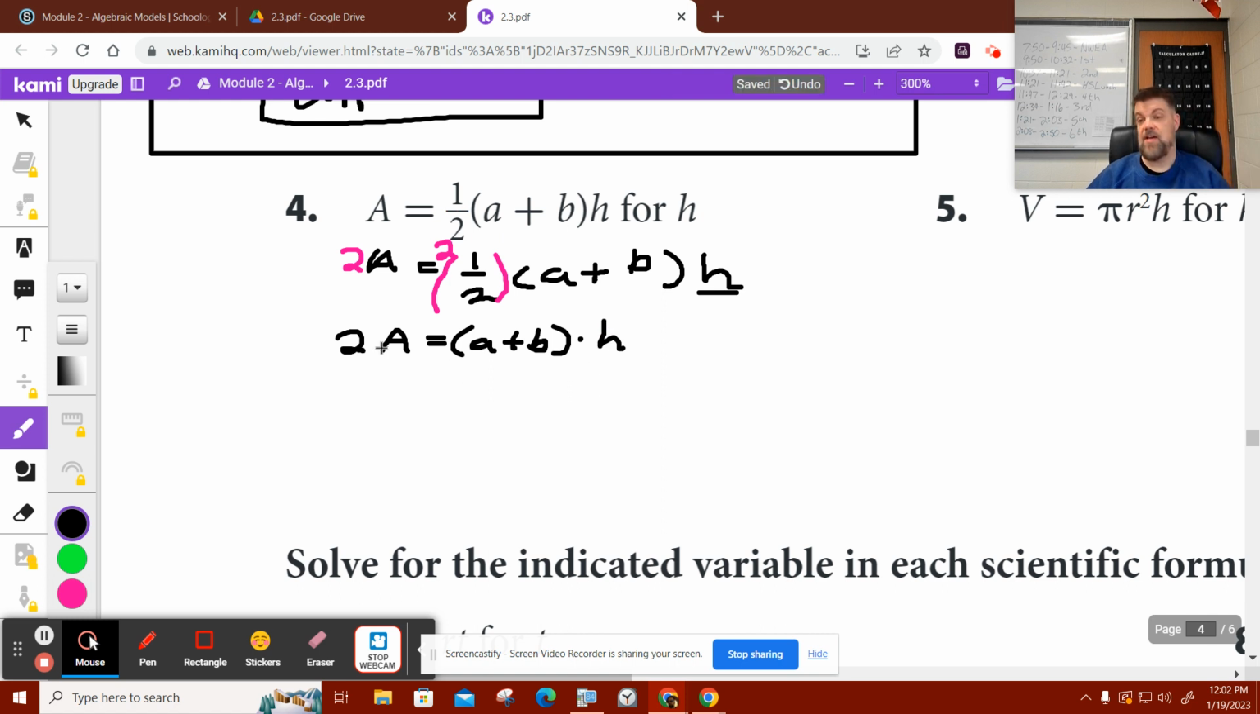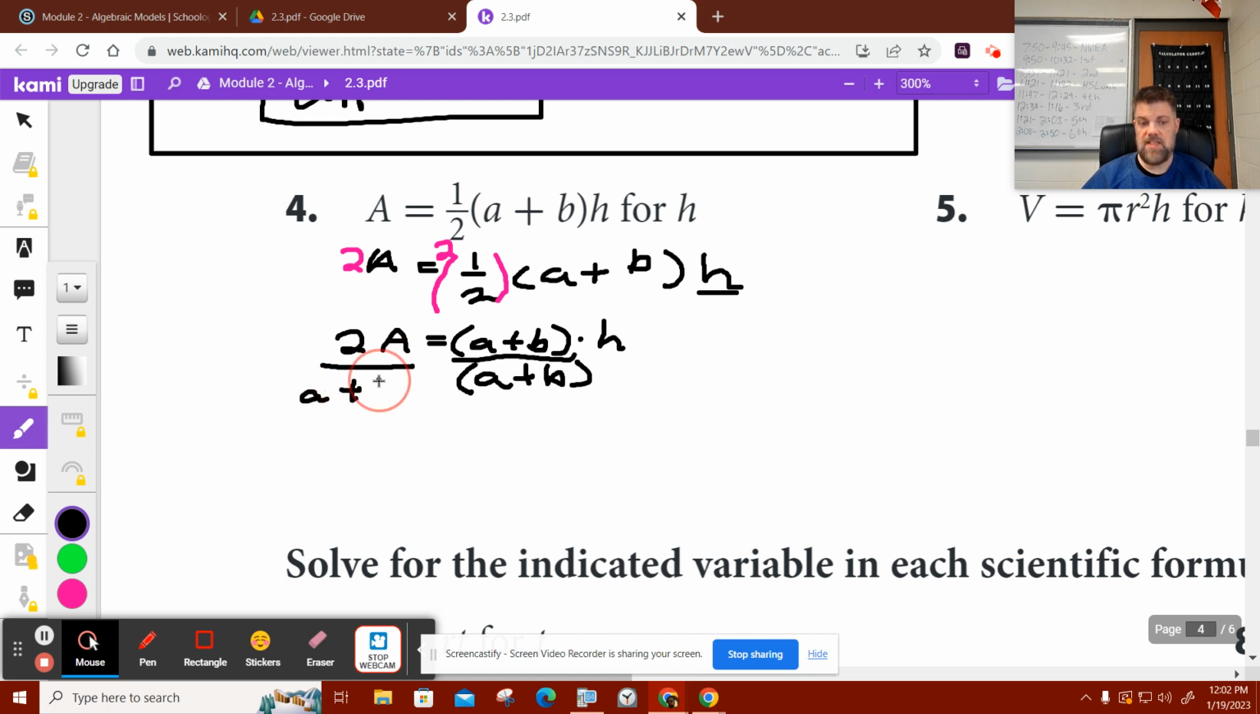So I don't know if you guys are aware of this or not, but I could actually move the lowercase a and the lowercase b all in one movement because they're in parentheses, and that stuff is being multiplied by h. In other words, what I could do is divide this side by a plus b, but whatever I do on one side of the equal sign, I have to do on the other.